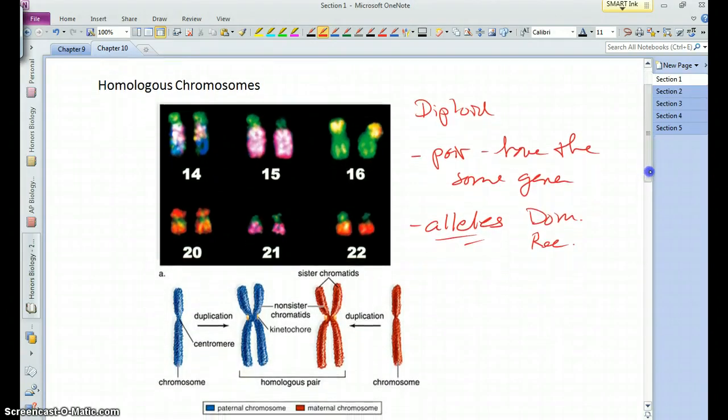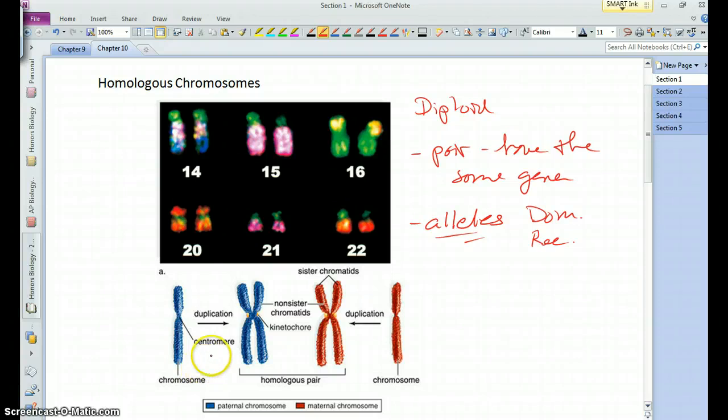So here we have a homologous pair. One is blue, one is red. One is the paternal copy, that is the copy you inherited, say, from your dad. And the red is the maternal copy, the one you got from your mom. They are a homologous pair. They have the same genes. Again, they may or may not have the same forms of genes. And along that chromosome, there may be some cases where they do have the same, but other genes where they're different. Okay, it all depends.